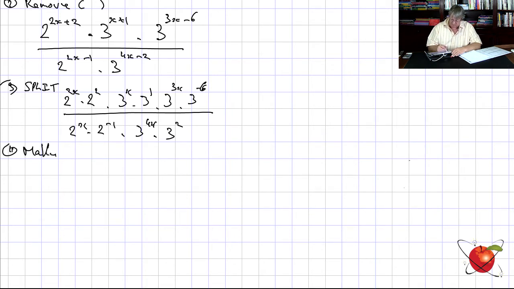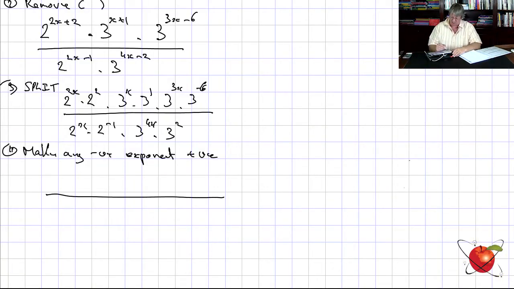Make any negative exponent positive. So if it's negative on top, it must go underneath and become positive. If it's negative at the bottom, it goes to the top and becomes positive. I draw my line and I say, okay, you are 2 to the 2x, 2 squared, 3 to the x, 3 to the 1, 3 to the 3x, and there's a 3 to the minus 6. So that goes down and becomes 3 to the 6 at the bottom.